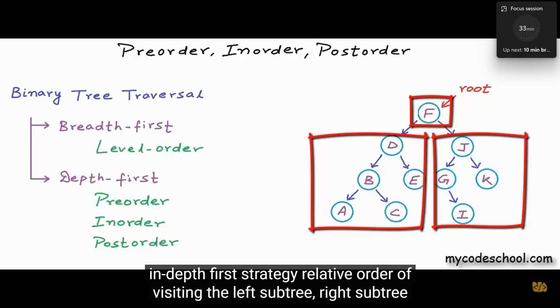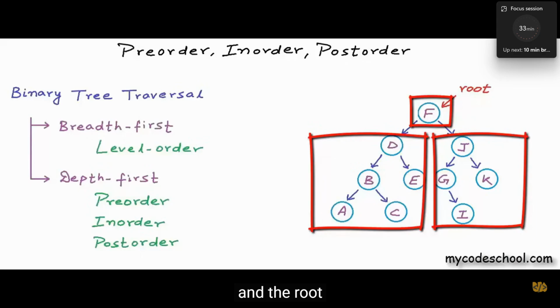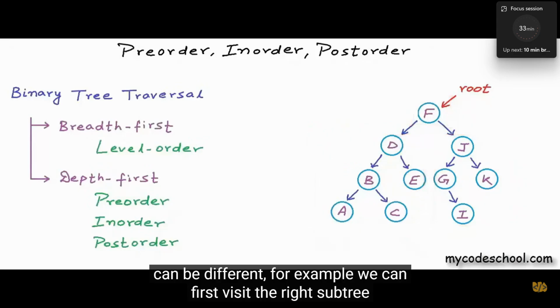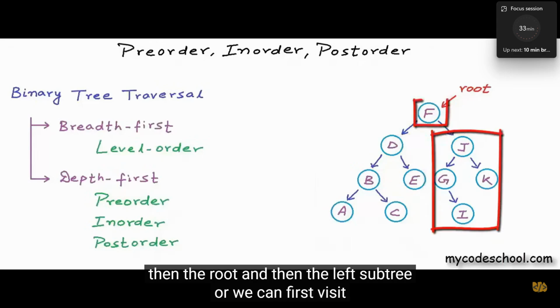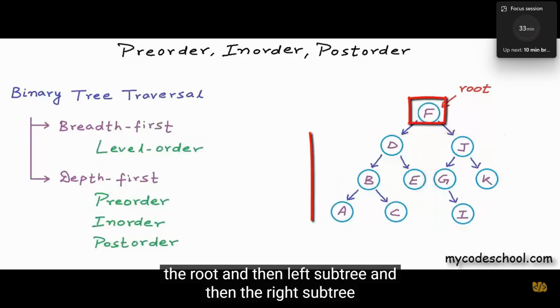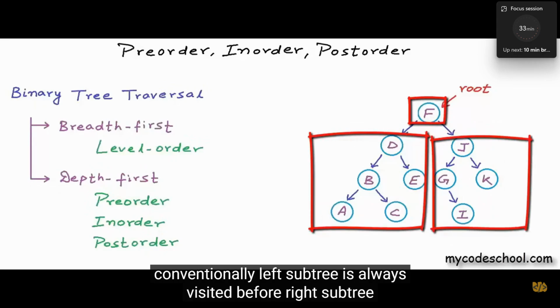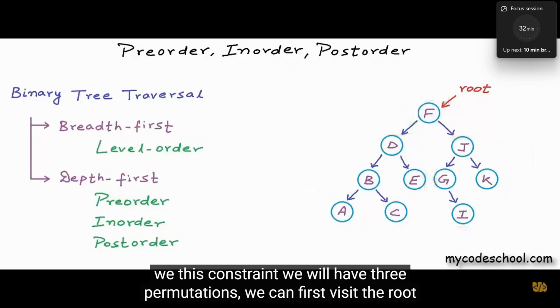In depth first strategy, relative order of visiting the left subtree, right subtree, and the root can be different. For example, we can first visit the right subtree, then the root, and then the left subtree. Or we can first visit the root and then the left subtree and then the right subtree. Conventionally, left subtree is always visited before right subtree. With this constraint, we will have three permutations.